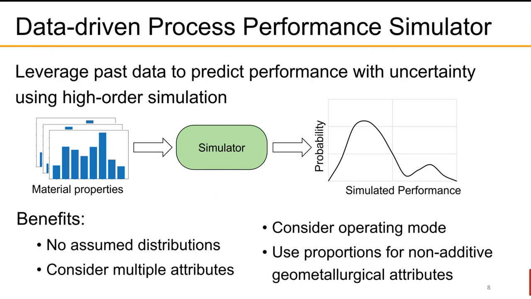And one more nice thing that's becoming more and more critical in our research is that we're looking at geometallurgical attributes which can be non-additive. So what's nice about the simulation framework is that we can use proportional data that represents the attributes of the material instead of just being limited to having to take an average value for whatever the attribute is. So we can use proportions to pass in more information about our geometallurgical attributes and get a simulated performance distribution.